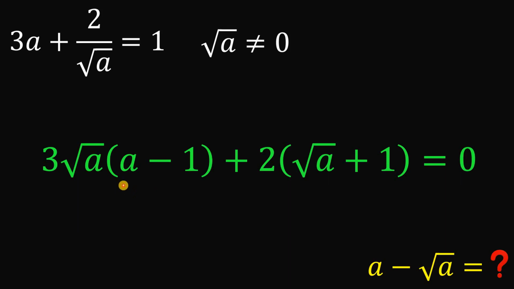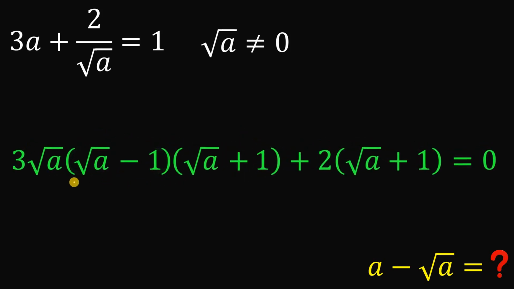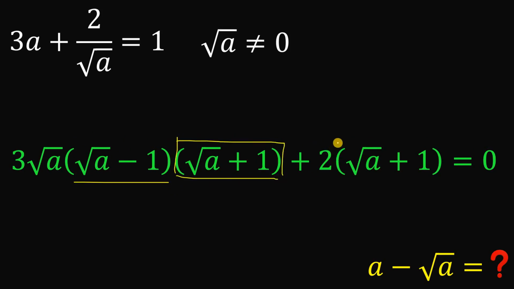And one thing to notice here is we have different factors, a minus 1 and square root of a plus 1. But, take note, this a, we can rewrite as square root of a raised to the power of 2. Now, we have a square number minus another square number. So, we can factor this using difference of two squares. And if we factor this out, we get square root of a minus 1 multiplied by square root of a plus 1. Now, you can see a common factor, square root of a plus 1. And if we factor this out, we multiply this by the factor 3a times square root of a minus 1 plus 2.